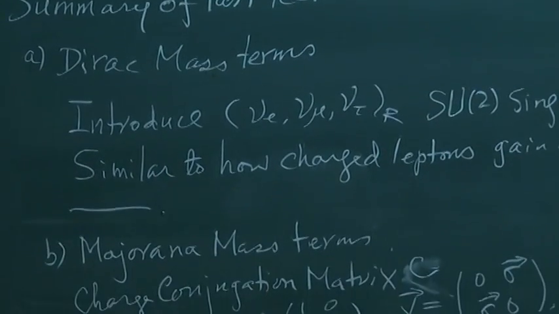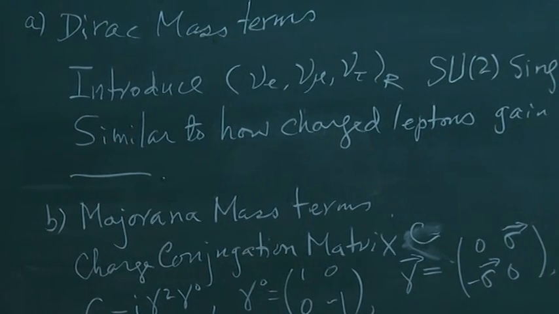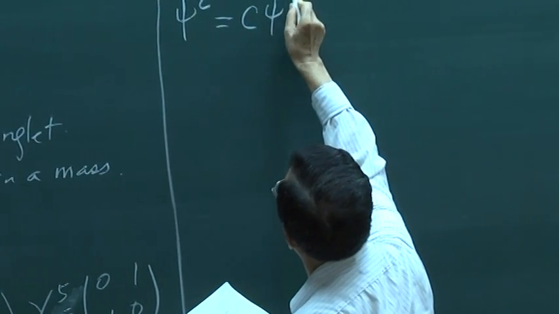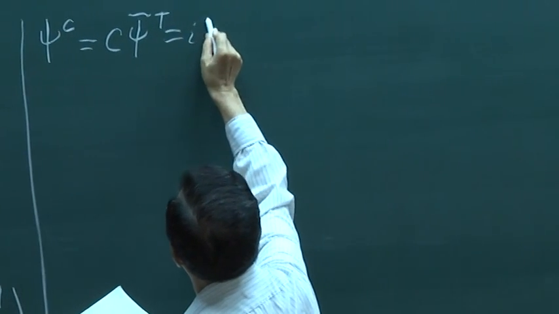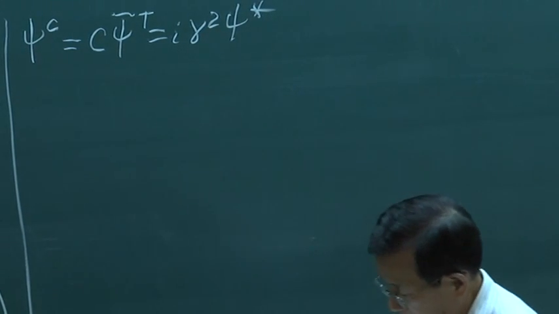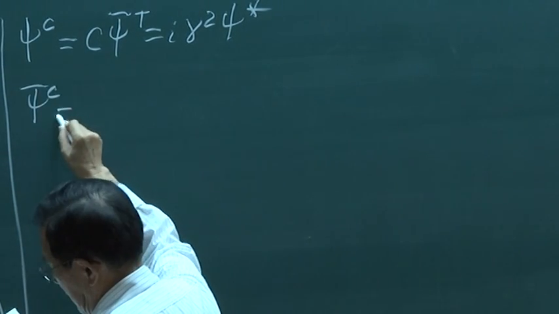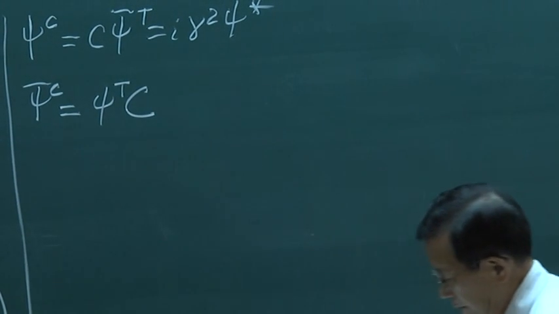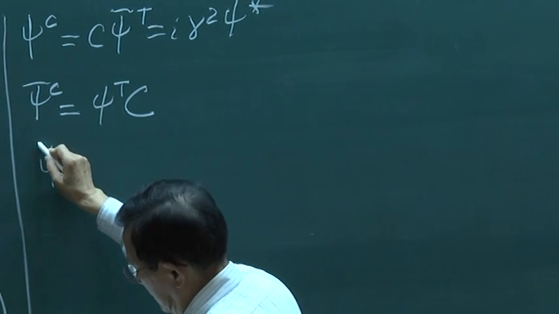Then the charge conjugated field is defined to be psi C equals C psi bar transpose, and we can also write this as i gamma 2 psi. And then psi bar C is equal to psi transpose times C.